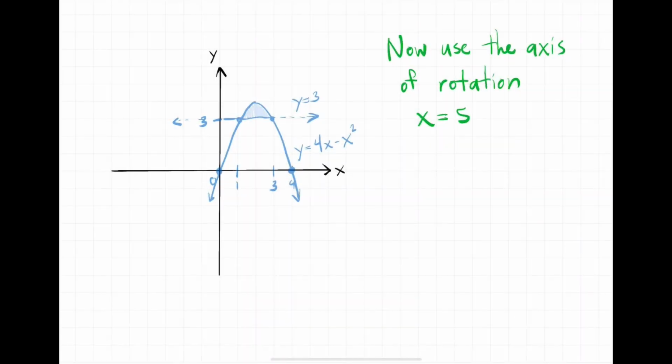Finally, let's use the axis of rotation x equals 5. That's this line right here, this vertical line, x equals 5. We'll rotate about that line. And this time our region is going to wind up over here somewhere. And rotate it. This time you're going to end up with a very wide top half of a donut.